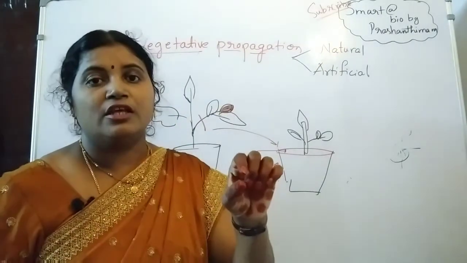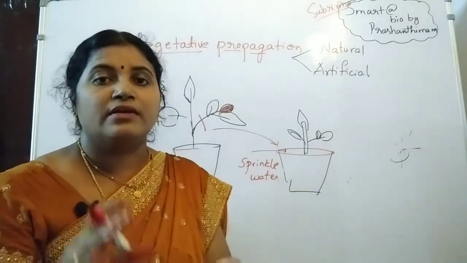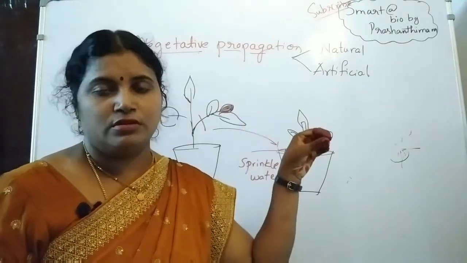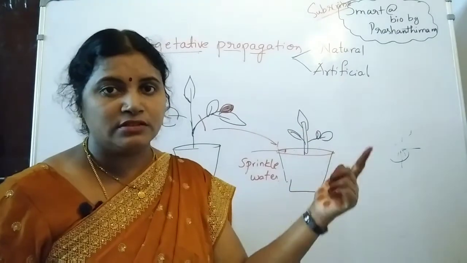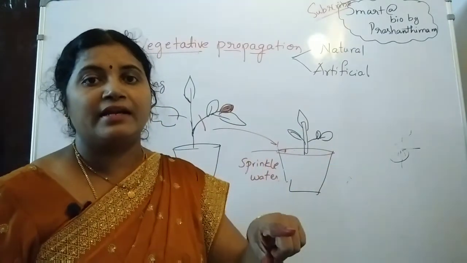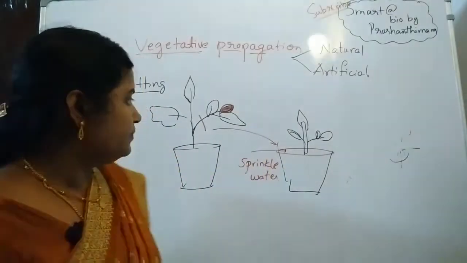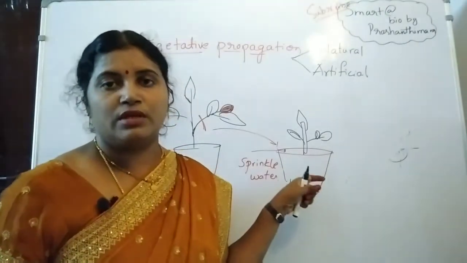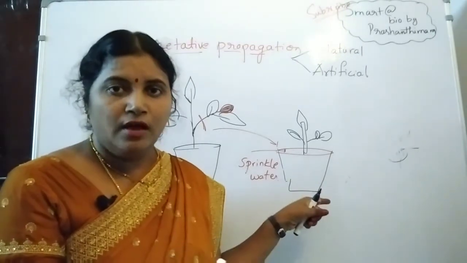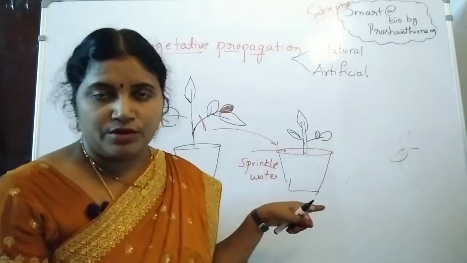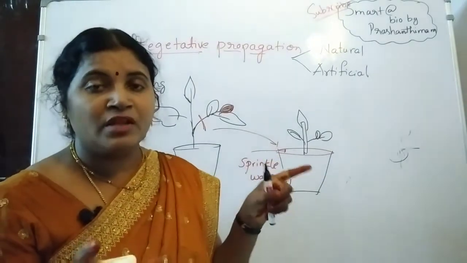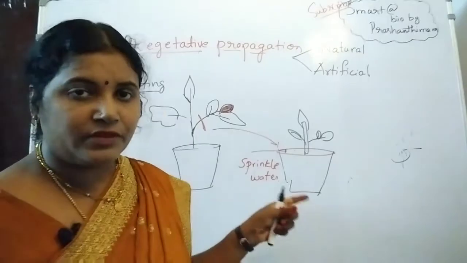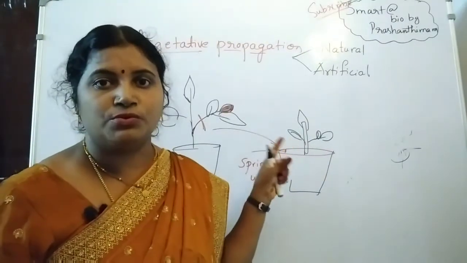Because we can examine whether the plant is alive or dead only because of that bud growth. When the bud grows as leaves, definitely we can say the plant has survived. So here the branch with the leaf we are putting in another soil, which is also there in the pot. Daily we are sprinkling water on it, and not only water, even sunlight should be provided. After some days, definitely this also grows as an individual plant.